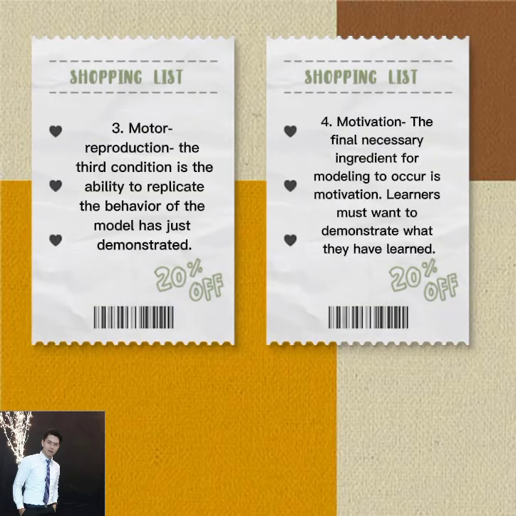Number three, motor reproduction. The third condition is the ability to replicate the behavior that the model has just demonstrated. This means that the observer has to be able to replicate the action, which could be a problem with a learner who is not ready developmentally to replicate the action. For example, little children have difficulty doing complex physical motions. Number four is motivation. The final necessary ingredient for modeling to occur is motivation. Learners must want to demonstrate what they have learned. Remember that since these four conditions vary among individuals, different people will reproduce the same behavior differently.